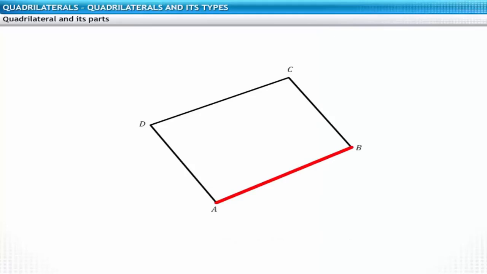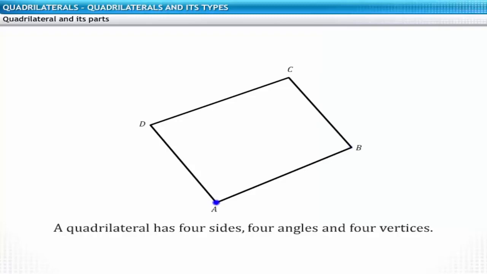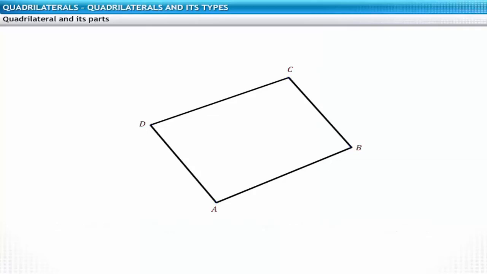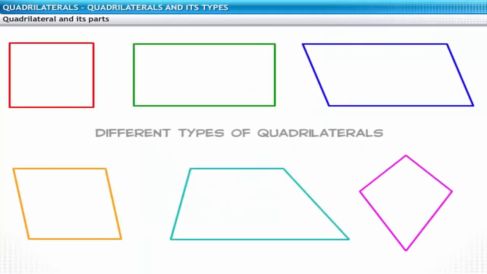Here AB, BC, CD and DA are the 4 sides. Angle A, angle B, angle C and angle D are the 4 angles formed at the vertices. And A, B, C and D are the 4 vertices. AC and BD are the 2 diagonals of the quadrilateral ABCD. Next, we'll discuss the different types of quadrilaterals and their properties.